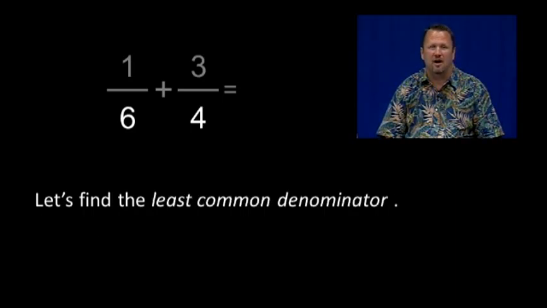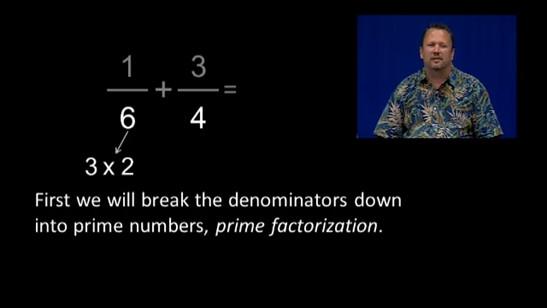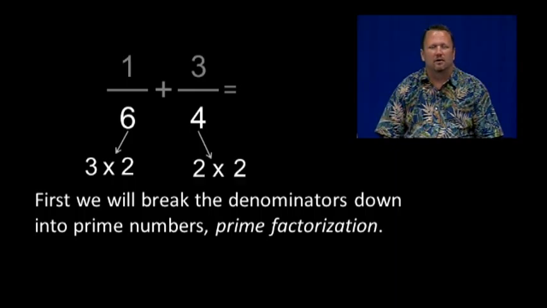Let's find the least common denominator. First, we will break the denominators down into prime numbers. This is called prime factorization. So notice 6 is equal to 3 times 2. 3 and 2 cannot be divided further, so 3 and 2 are prime numbers.